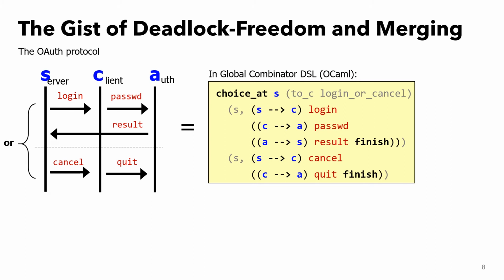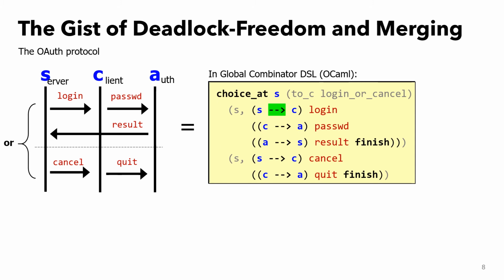Here, we write the protocol using global combinators, our custom DSL for writing protocols in OCaml. We start with the choice at combinator, which denotes protocol branching. The arrow combinator, for example S2C login, means that the participant S sends a login label to the participant C. Note that the arrow combinator takes four arguments: the sending participant, the receiving participant, the label name, and the continuation.